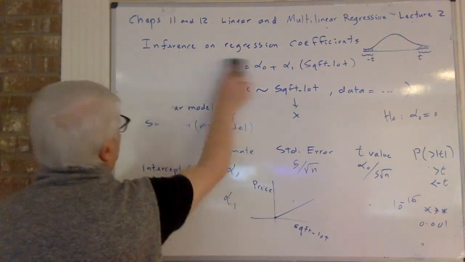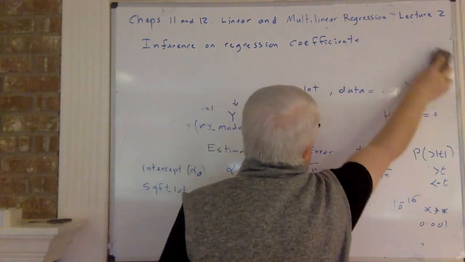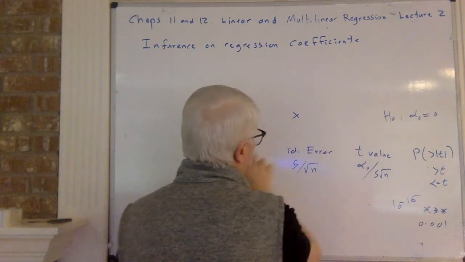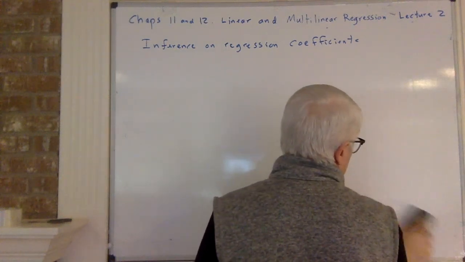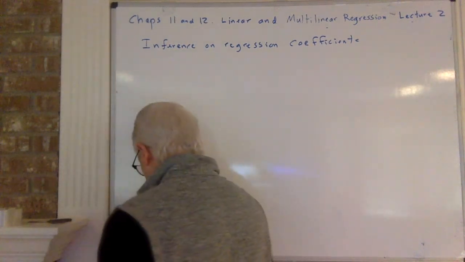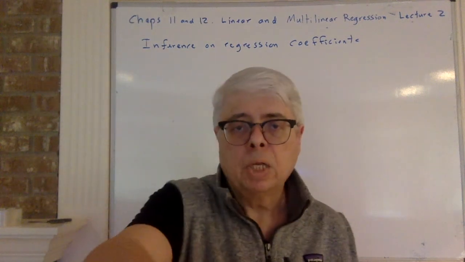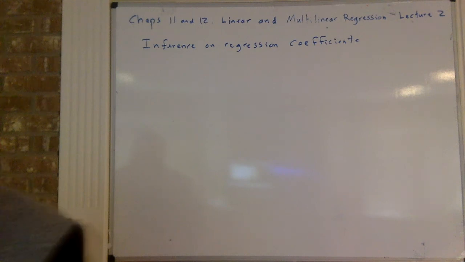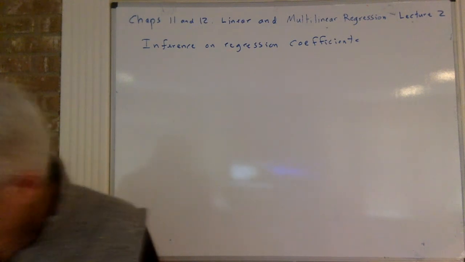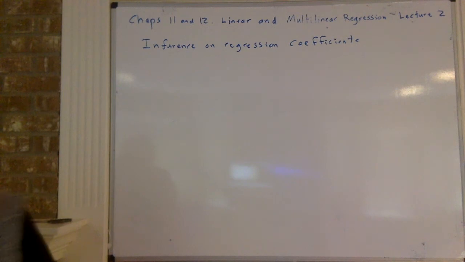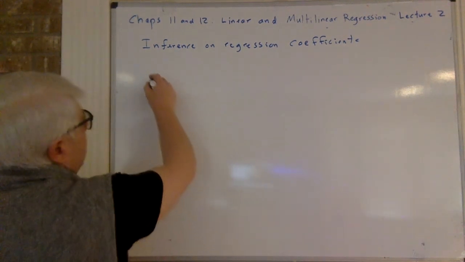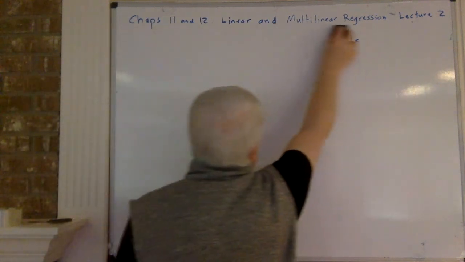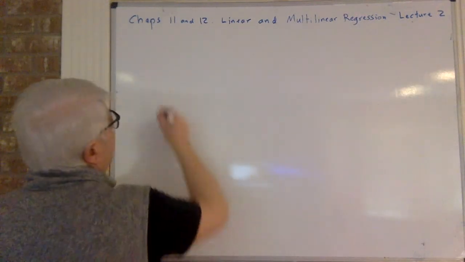Okay. So let's see what happens in multi-variable regression. Multi-variable is like this. Multilinear.